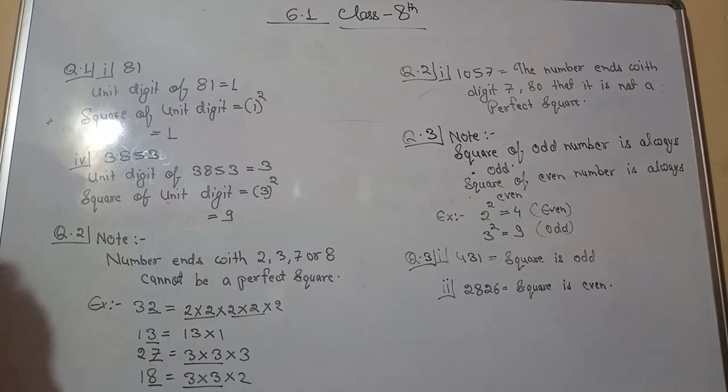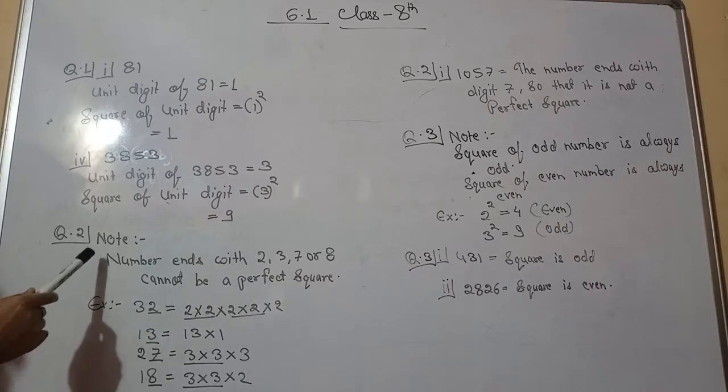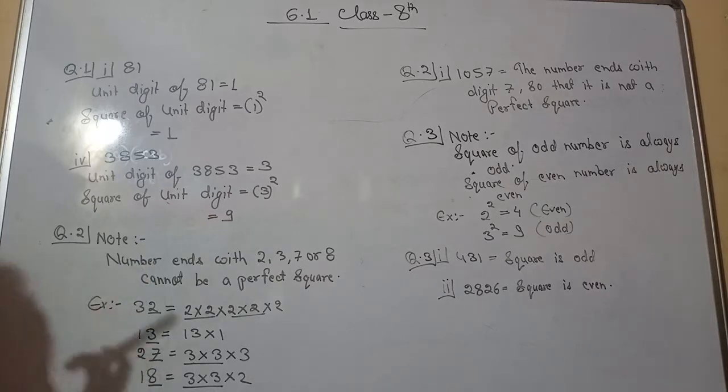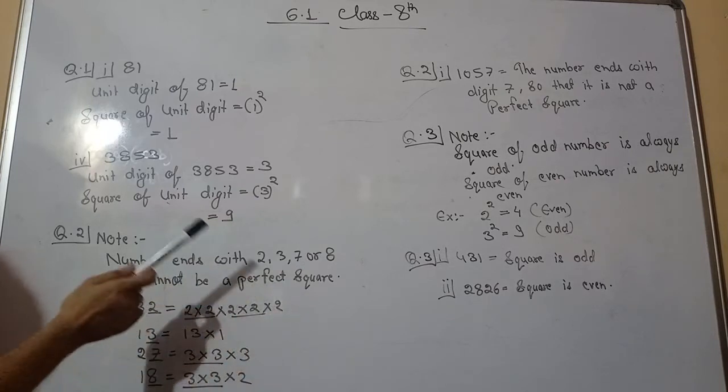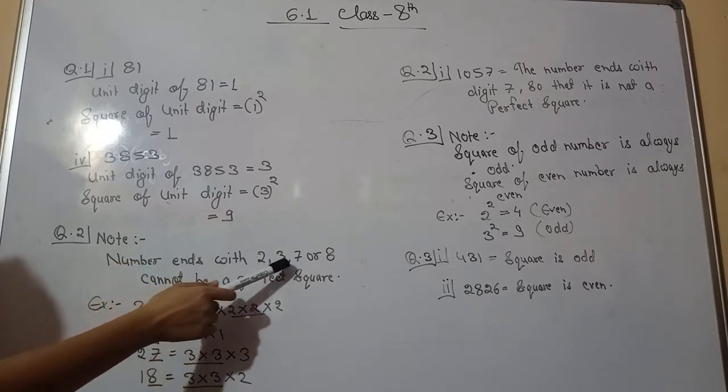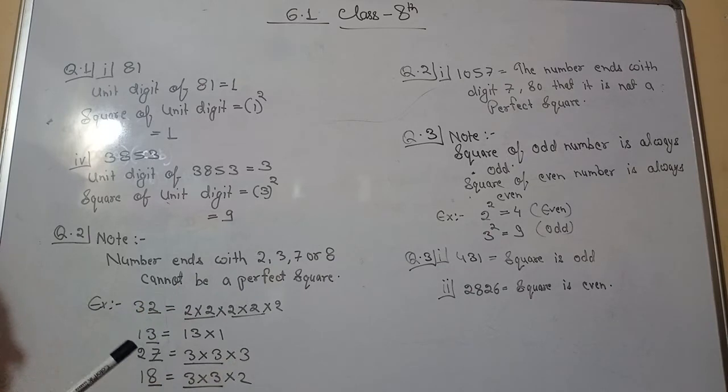Now in question number 2, there are some numbers given. They are not perfect squares, but we have to give the reason why they are not perfect squares. So there is one note point for question number 2. A number that ends with 2, 3, 7 or 8 cannot be a perfect square. Means any number which ends with 2, 3, 7 or 8 can never be a perfect square.